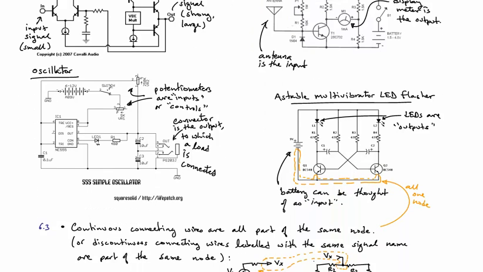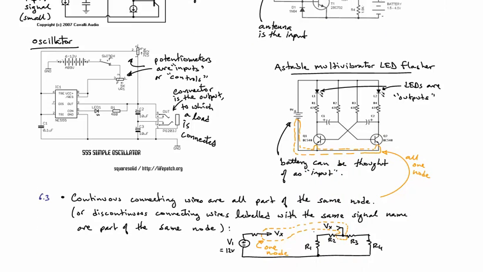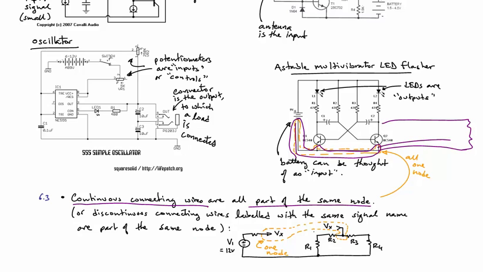Okay, now we want to talk about signal or connecting wires. I want to point out that all continuously touching or connecting wires are all part of the same node. So you see up here, this is all part of the same node. It wouldn't matter how long some wire traveled away. If there was a resistor over here and it connected back here, we would say all of this would be part of that one node.